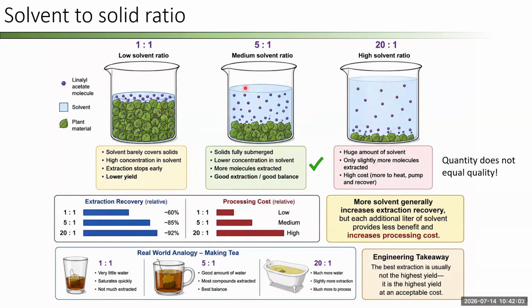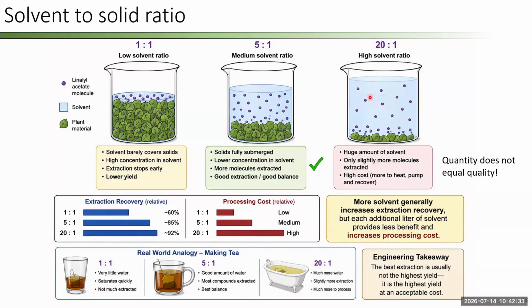When we have a medium solvent ratio, we can get all of our plant matter solids submerged. I can have a pretty good concentration gradient to drive the molecules out, and there's enough solvent there so that, at equilibrium, I get most of those molecules out. But if I look across these three sets, we have a problem in this high solvent ratio.